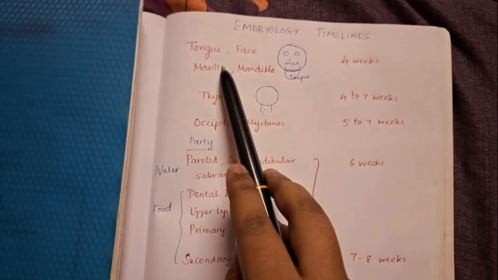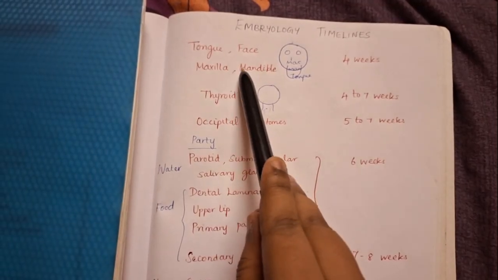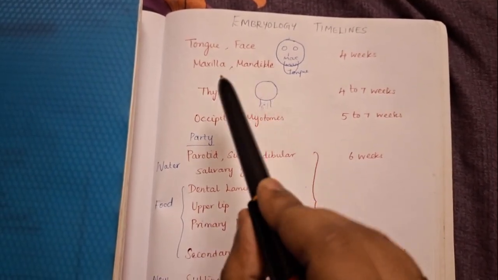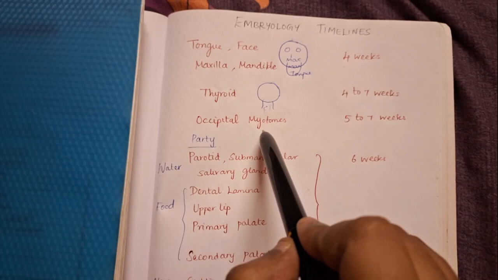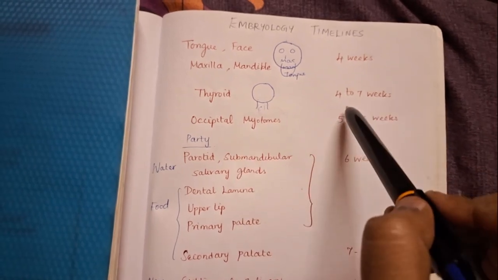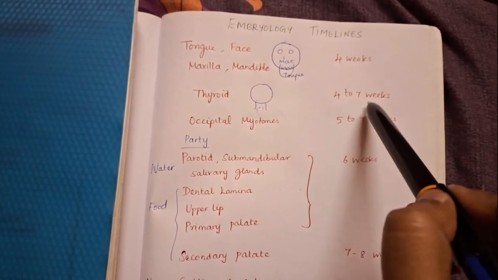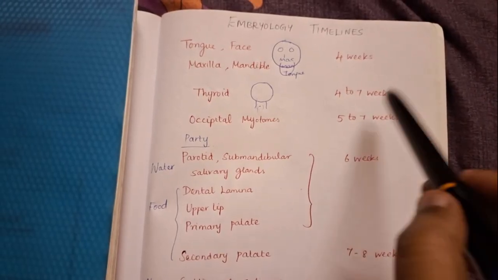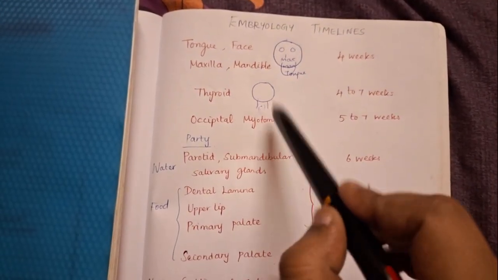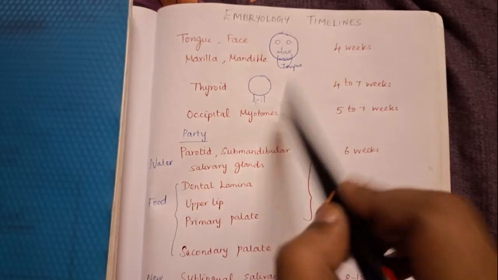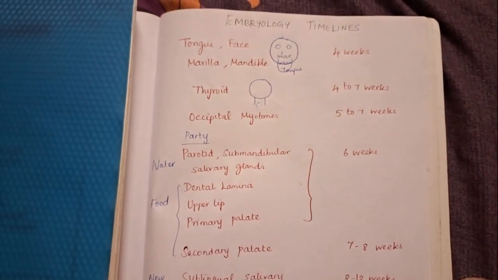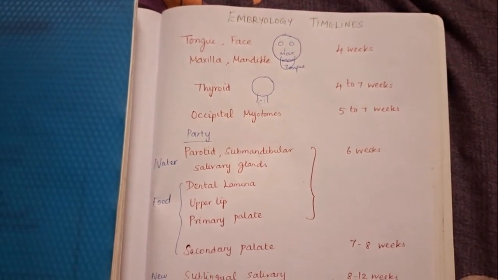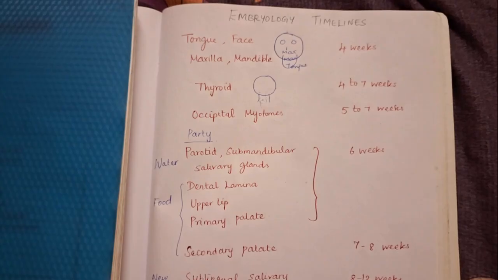So tongue is a small boy, and he loves to eat cakes. So he's going to two different bakeries. One is thyroid, the other occipital myotomes, which have two different durations of opening: 4 to 7 and 5 to 7. So he goes to both these bakeries, that is thyroid and occipital myotomes. Just remember, this is just to make you learn it easier, so don't look for any logic in this story.